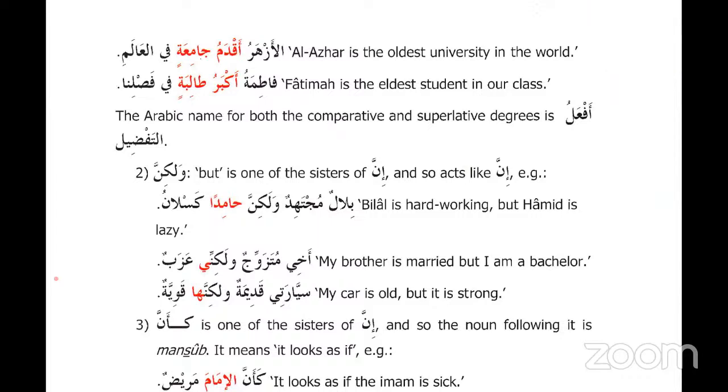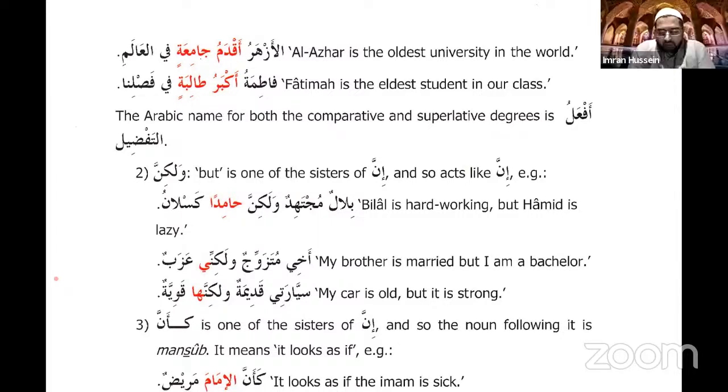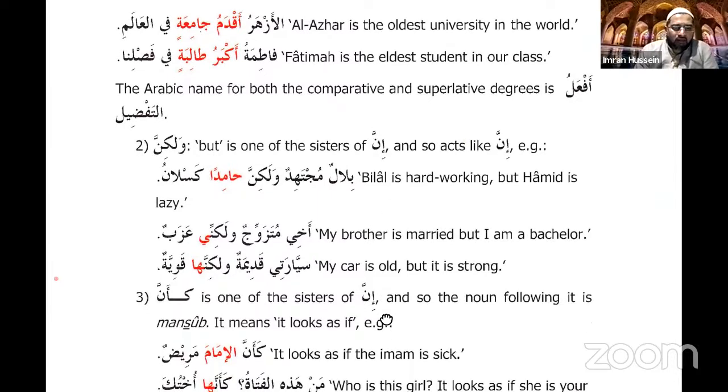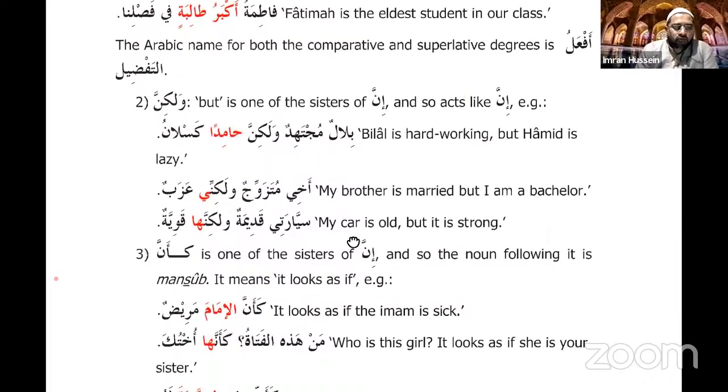The Arabic name for both the comparative and the superlative degree is af'alu at-tafdeel. So the name given to the comparative and the superlative in Arabic is one word, af'alu at-tafdeel. Jazakallah, thank you. Now the next part: lakinna and ka'anna, both of them are the sisters of inna. They do the same action as inna, but the only difference is lakinna means but, and ka'anna means it looks like. So I'm going to give this to Muna, 2 and 3.